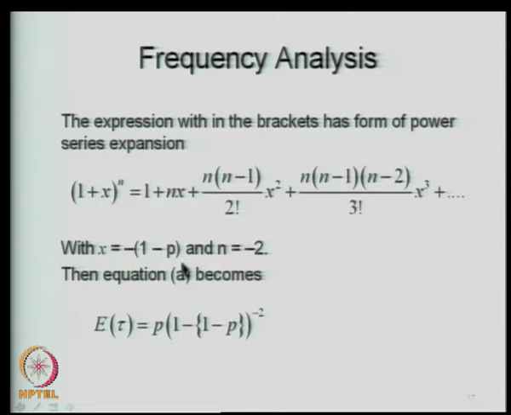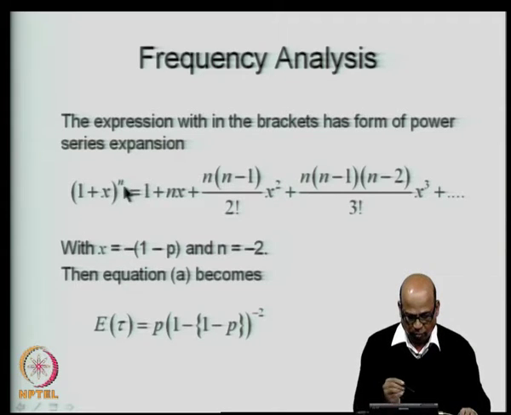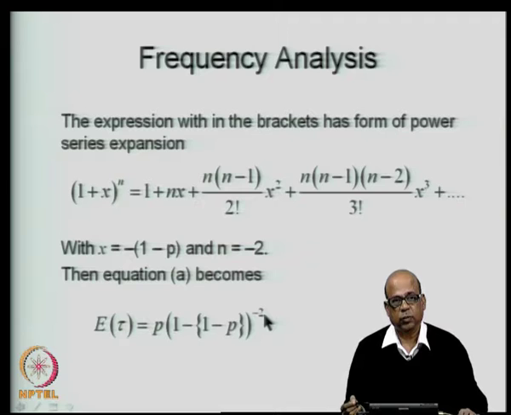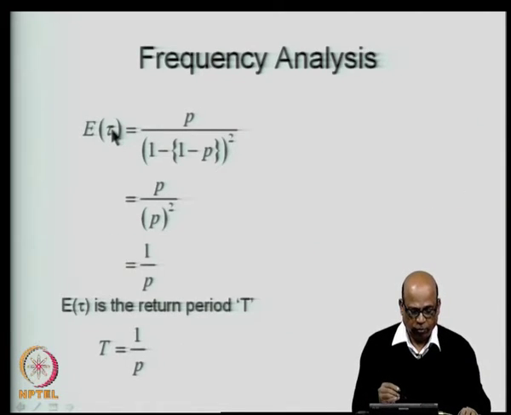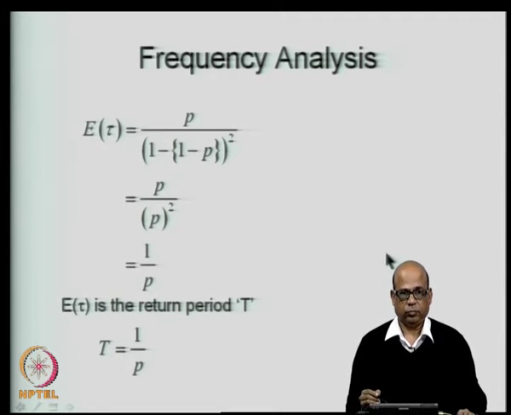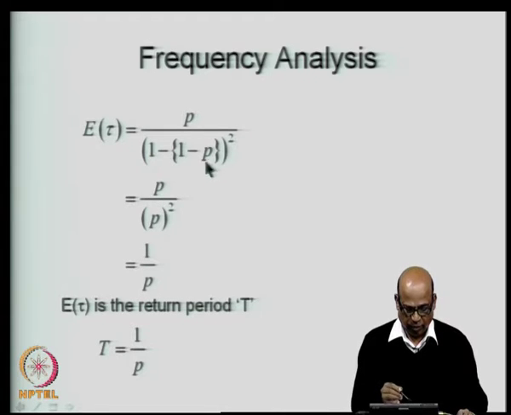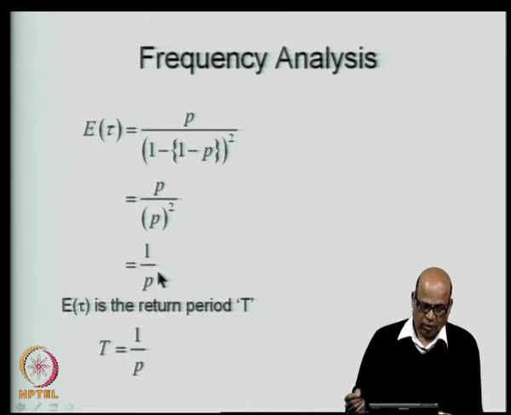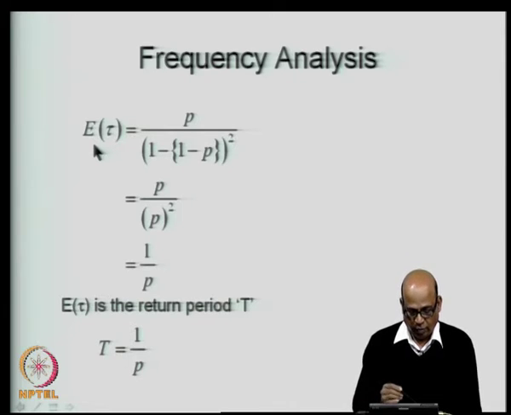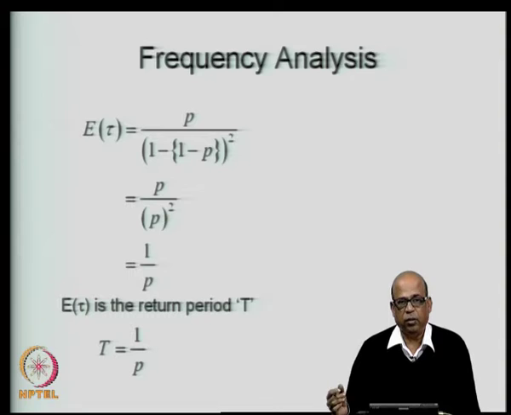So, with this, the terms in the bracket are (1 minus x) to the power n, that is, (1 minus (1 minus p)) to the power minus 2. We write the expected value of tau as p divided by (1 minus (1 minus p)) to the power 2, that is p by p square, which is equal to 1 by p. Therefore, the expected value of tau is 1 by p, where recall that p is the probability of x being greater than or equal to x t, or the probability of a success. Because the expected value of the recurrence interval tau is in fact the return period, we write T equal to 1 by p.